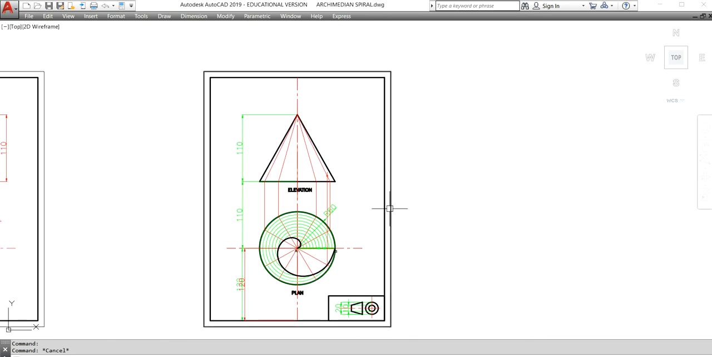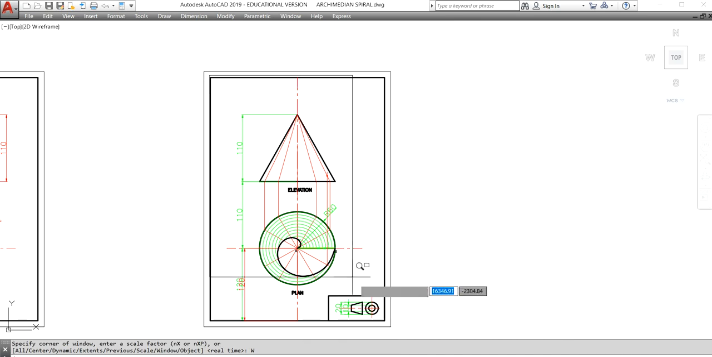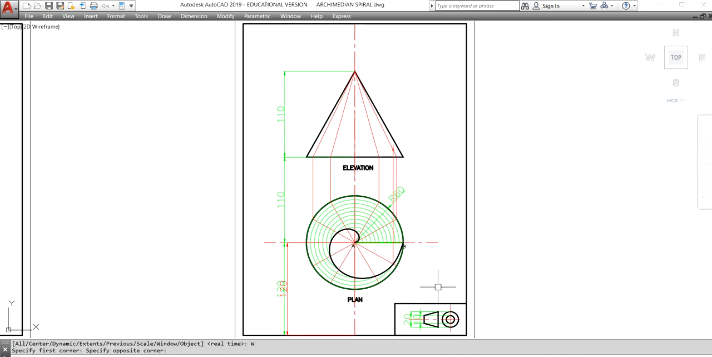Okay, so basically that is the practical exercise. I want you to try using Archimedean spiral. Okay, this is the end of this topic. Take time to understand and design the question.